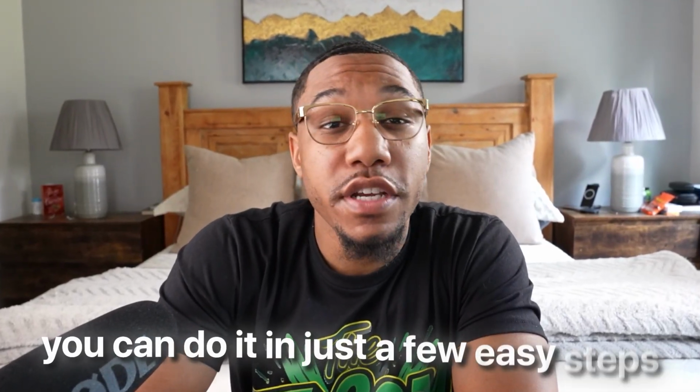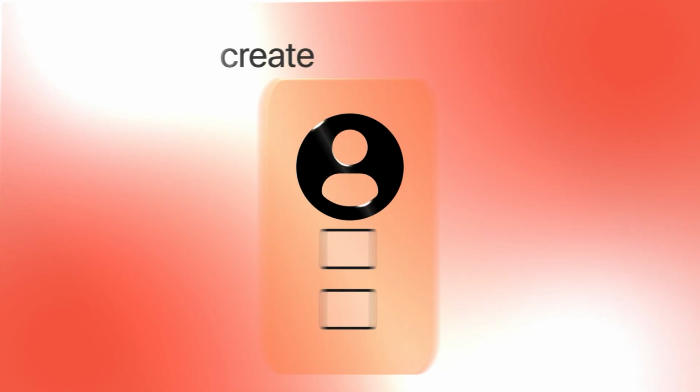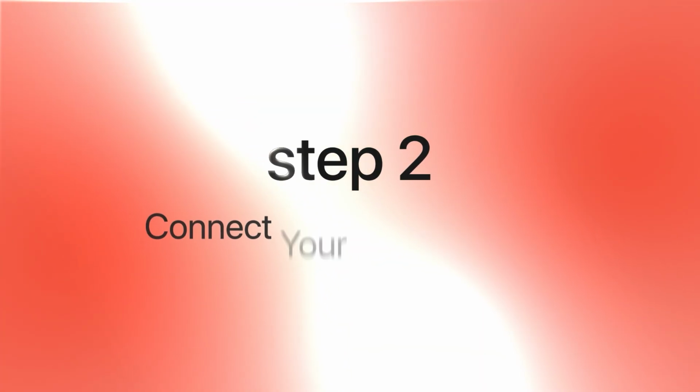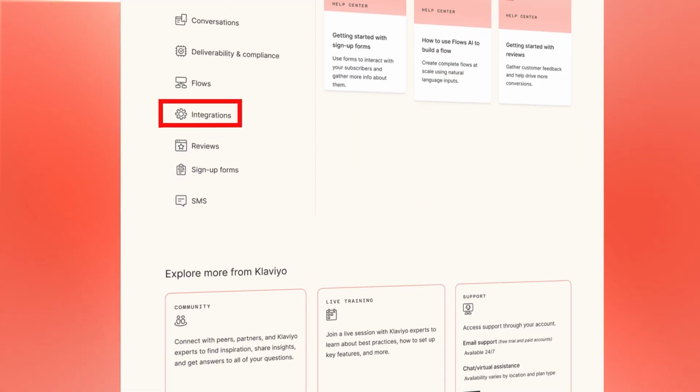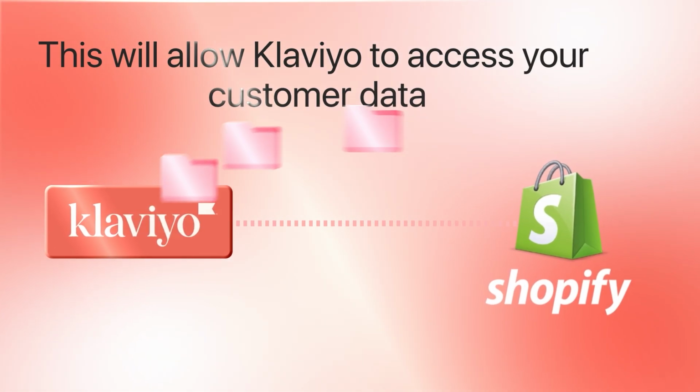Now, you don't want to miss this. Setting up email flows in Klaviyo is fairly simple. Here's how you can do it in just a few easy steps. Step 1, sign up for Klaviyo. First, create an account at klaviyo.com. It's free to start. Step 2, connect your Shopify store. Go to the integrations tab and connect your Shopify store. This will allow Klaviyo to access your customer data.